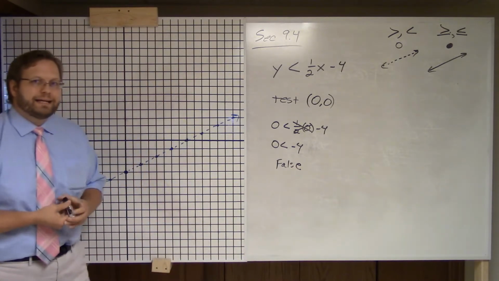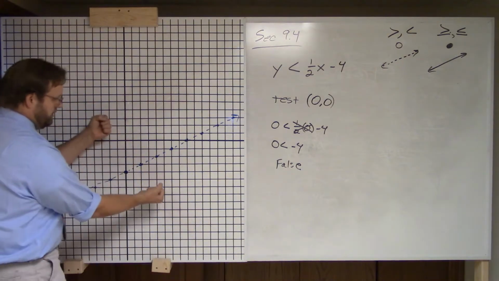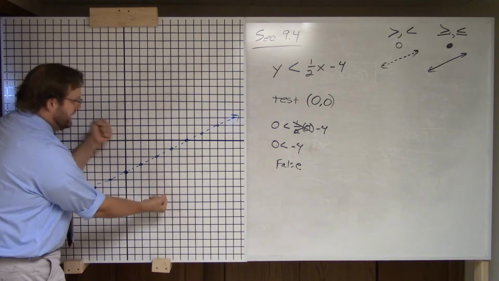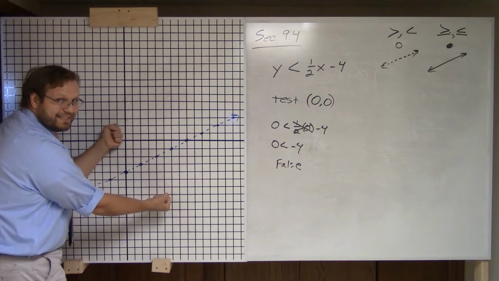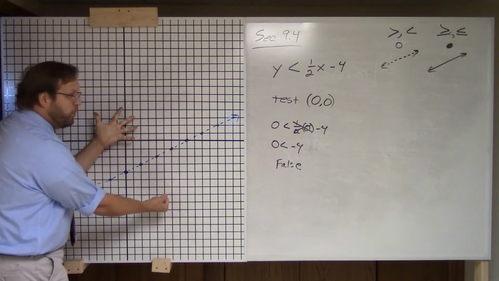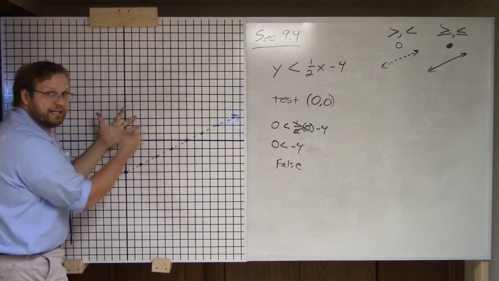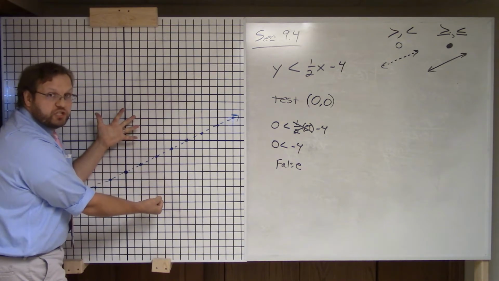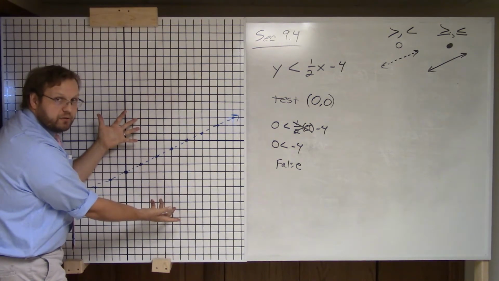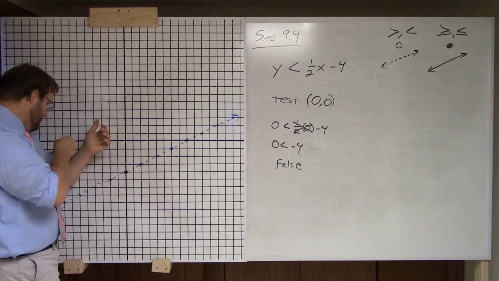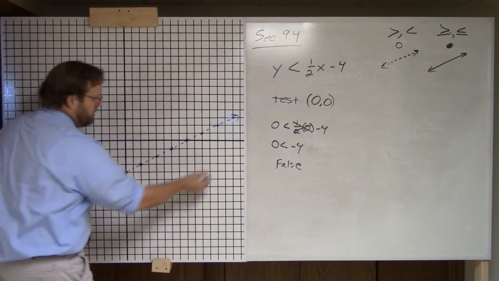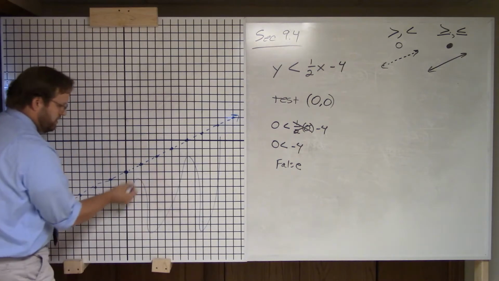So what did I essentially just do? I had my two hands. I tested a point on this side of the line. I opened it, there's no shading. It was false. So where must the shading be? It must be down here. So when I shade this, I'm going to shade this side of the graph.